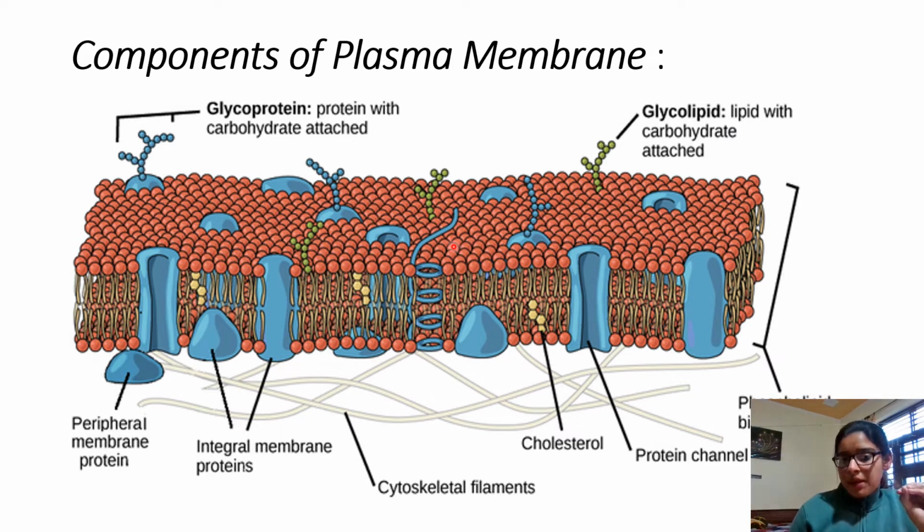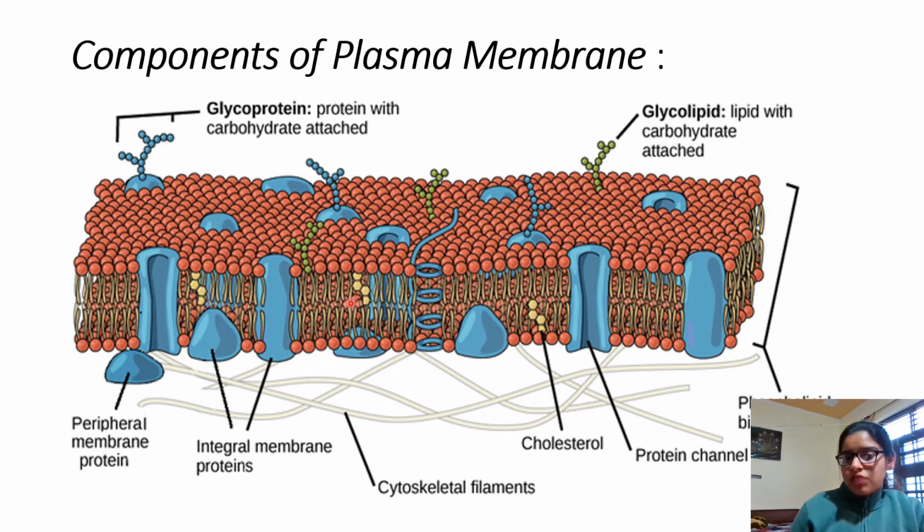So if carbohydrates are bound to a protein, then we call it a glycoprotein. Okay, this is the glycoprotein. Why is it a glycoprotein? Because you can see this is the protein, and here the carbohydrates are the sugar moieties. So the carbohydrates are bound to this protein, that's why we call it a glycoprotein. And if carbohydrates are bound to a lipid, then we call it a glycolipid, right?